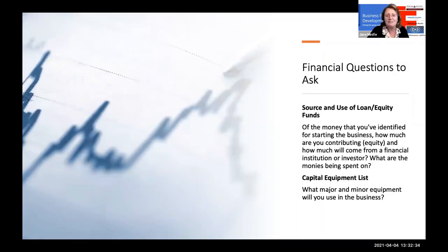If you go to a VC, they're going to be taking over the business because they have the greater risk of your business than you do. So the amount of equity you give somebody is the amount of risk that they have in your business. So, another way to think about it.